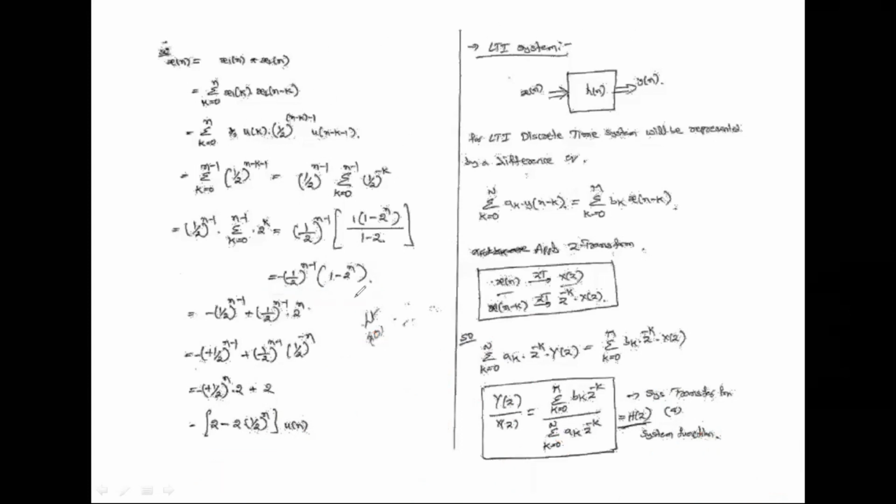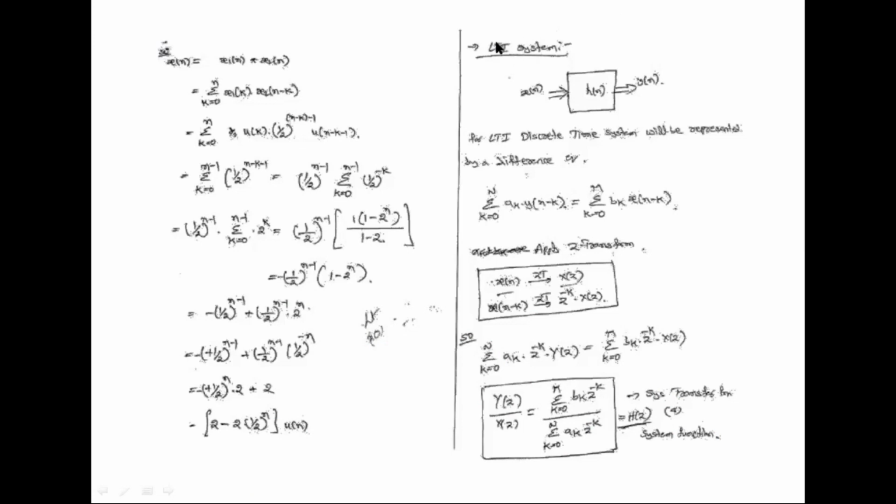So using this convolution method, you can find out the inverse Z transformation. So we have the power series or the long division method, the second one is the partial fraction expansion method, the third one is the residue method, and the last is the convolution method.